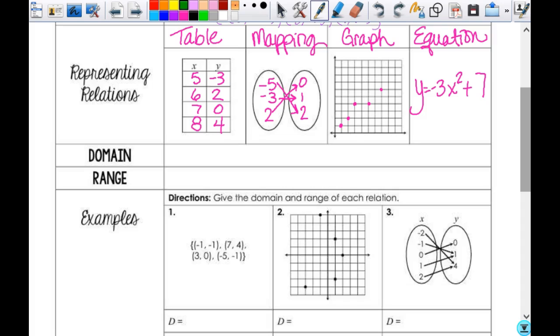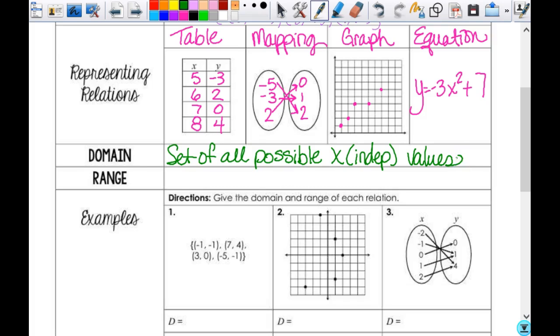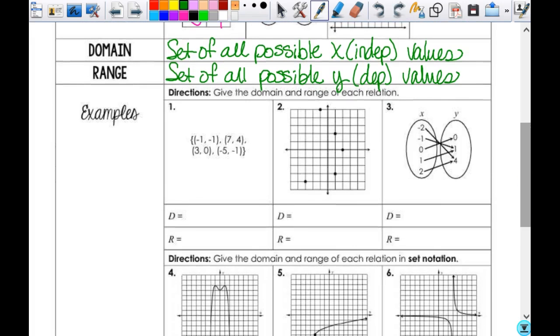Independent, good. So the domain is the set of all possible X or independent values, which is also like the input value when you think of a little function machine, right? It's what you input and then the other is what you get out. So the range then would be the set of all possible what? Good, dependent, y or dependent values. So this is not only a review from Algebra 2, but really from Algebra 1, right?